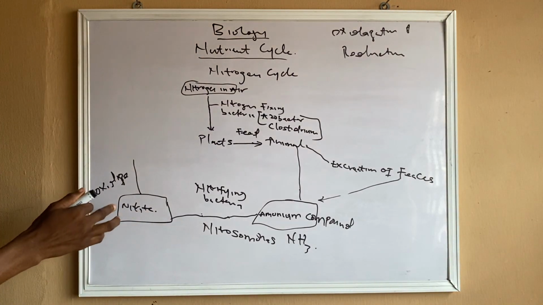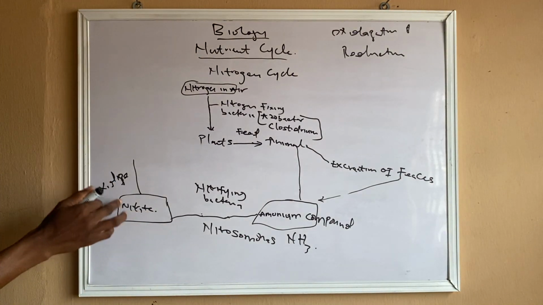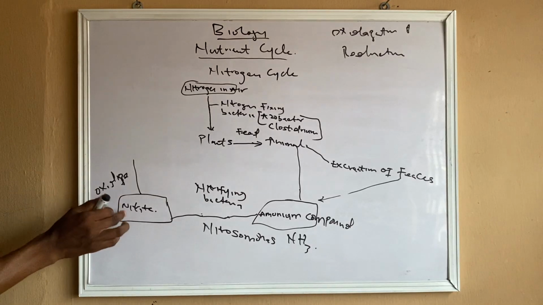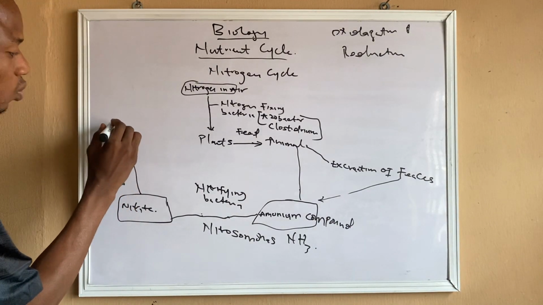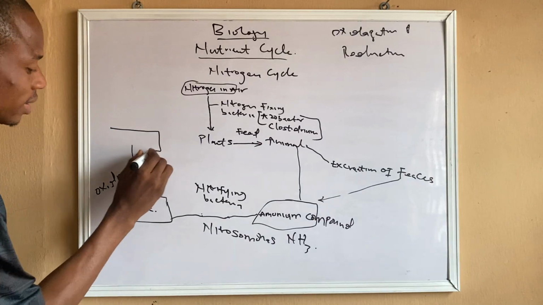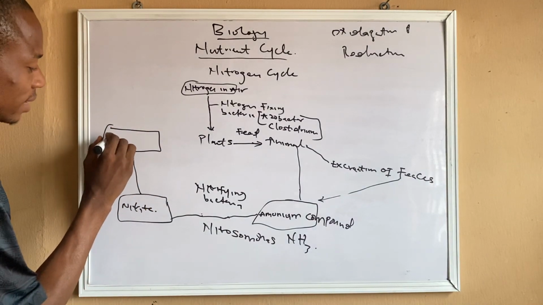That means that we are now adding oxygen to the nitrite. It is then oxidized. That means that the oxygen is now being added to it, and it gives us nitrate.